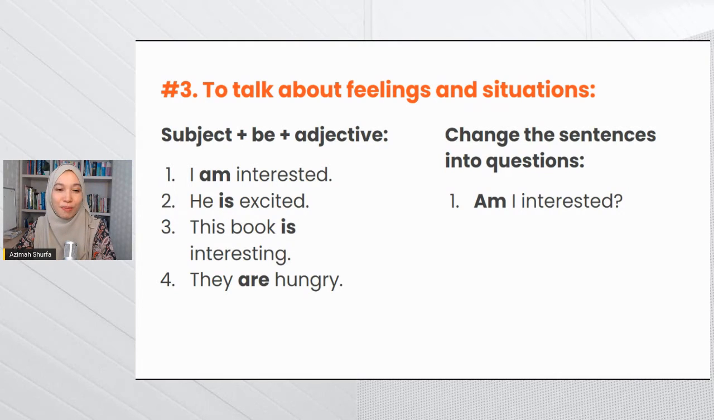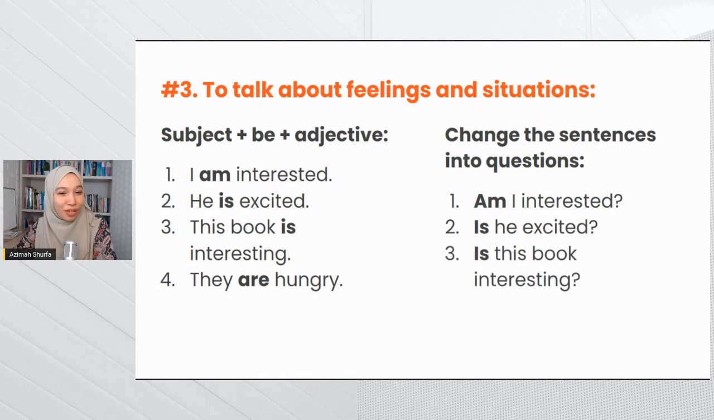Okay. Number 2 would be, is he excited? Number 3, is this book interesting? And then number 4, are they hungry? So what do we see there? We're moving the be verb to the front, and then the subject, and then the adjective. Simple, right? And of course, you put the question mark there. Okay. Good.